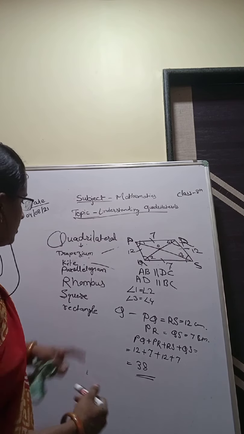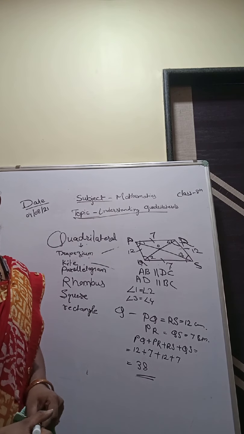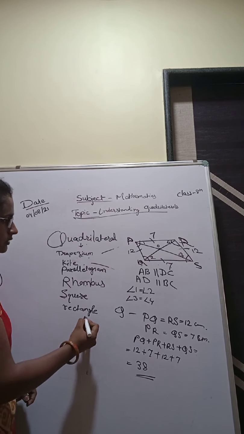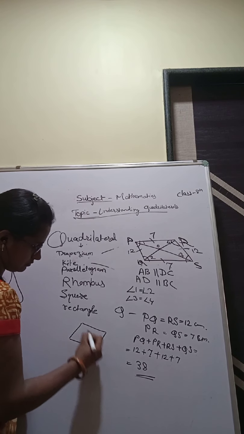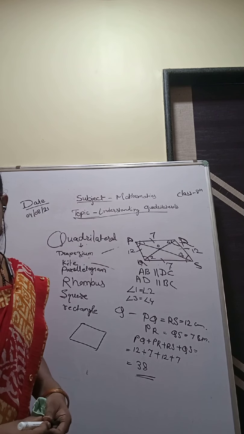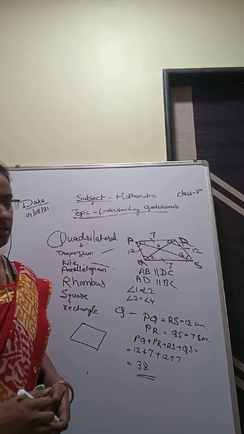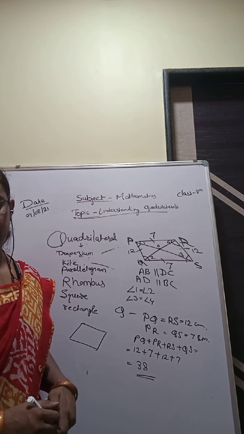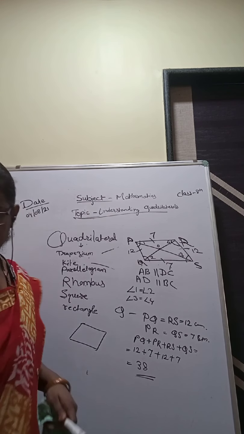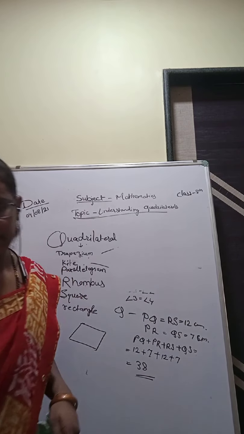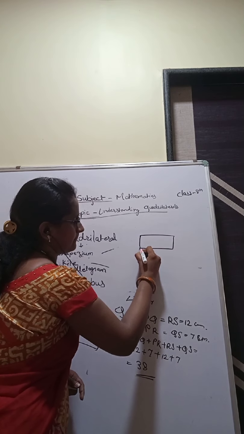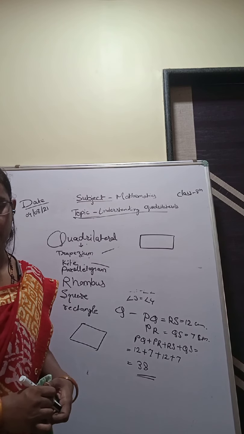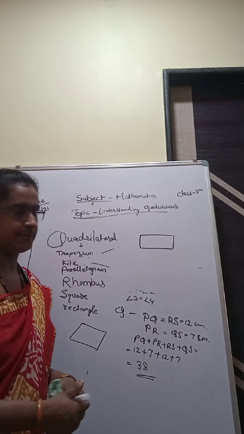Now the special parallelograms are rhombus, square and rectangle. In a rhombus, the diagonals are perpendicular bisectors of one another. A rhombus has all the properties of a parallelogram and also of a kite. And a rectangle is a parallelogram with equal angles. The diagonals of a rectangle are also of equal length.